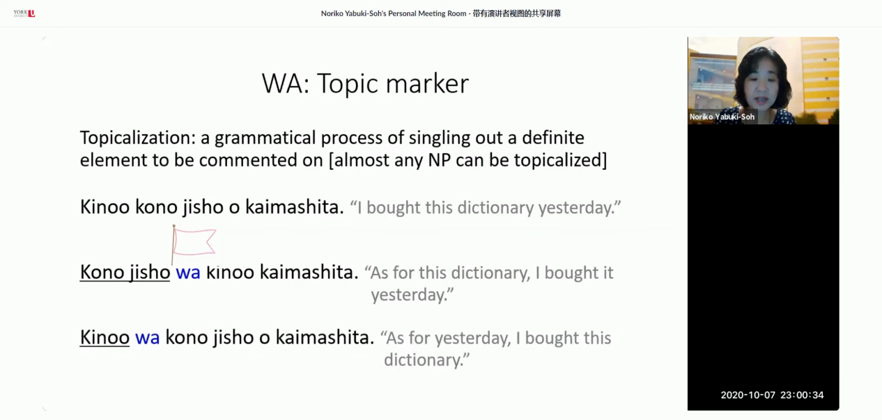You can also single out the time adverbial 昨日, yesterday, and say 昨日はこの辞書を買いました. Hey, I'm going to talk about yesterday. What about yesterday? I bought this dictionary. So は presents the topic as a mutual and common understanding between the speaker and the hearer that is followed by a comment as new information. This is a typical topic comment discourse, and you can topicalize almost any nouns and noun phrases.